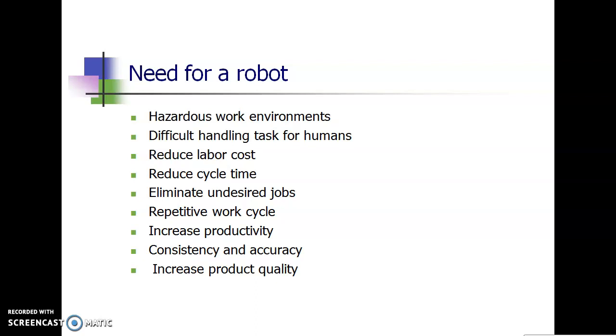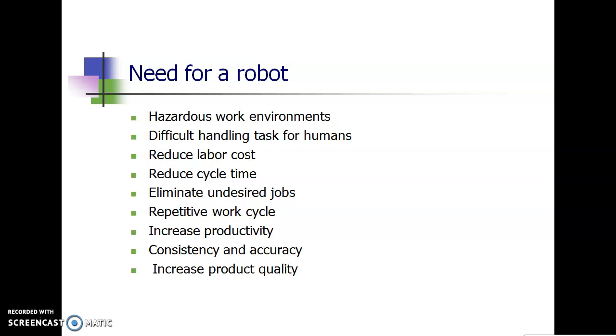And next one is, if you want to increase the productivity, then a robot can be introduced. Consistency and accuracy, and last one is increasing the product quality. In all these cases, a robot can be introduced in an industry and it can replace human labor, or otherwise it may be a new environment. In that case, a robot cell can be formed by introducing a robot. So with this, we come to the end of the fundamentals of robot.